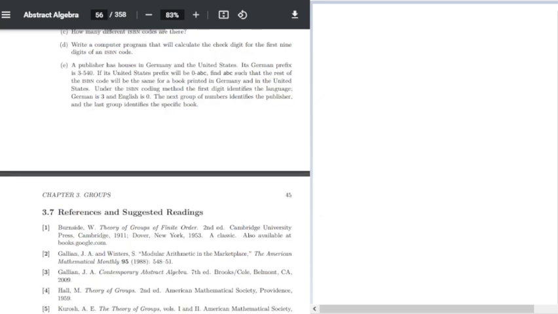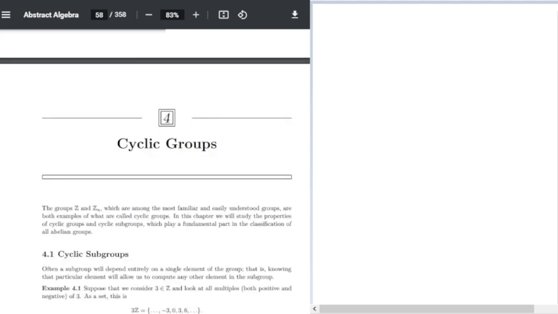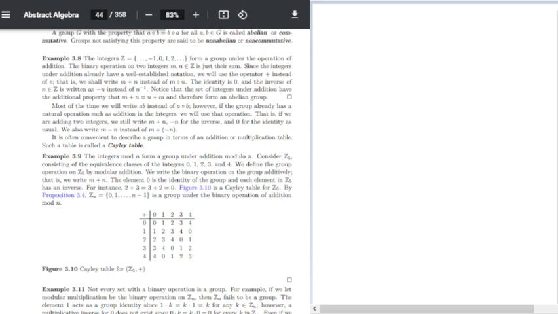I'll leave the suggested readings and references on. Especially, it looks like Burnside's paper goes into a lot of group actions, which you eventually learn a lot about. But for now, I will probably just leave this as it is. Next stream will be cyclic groups, which will be, I forget if this is a preface to Lagrange's theorem and a lot of Lagrange's stuff.